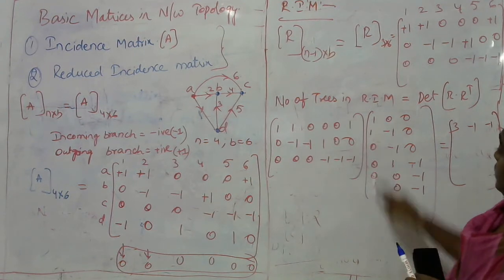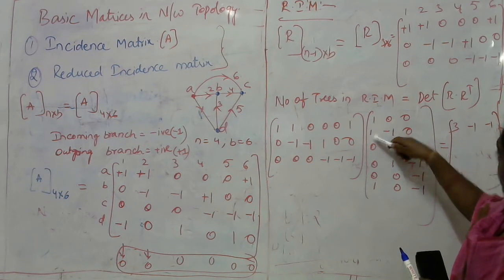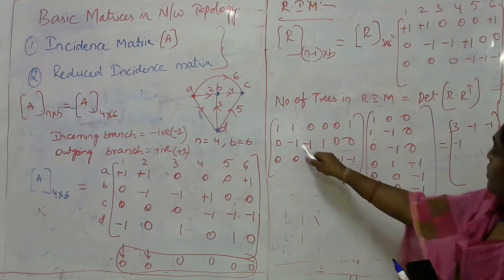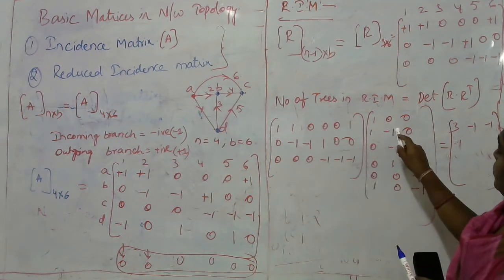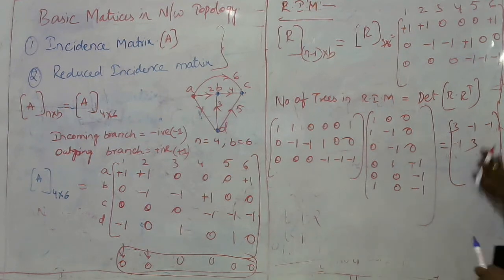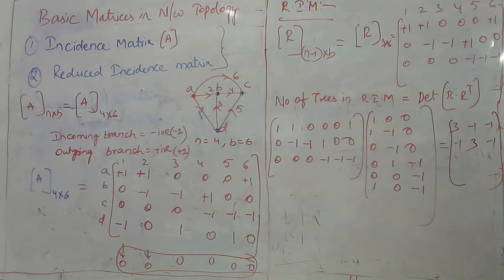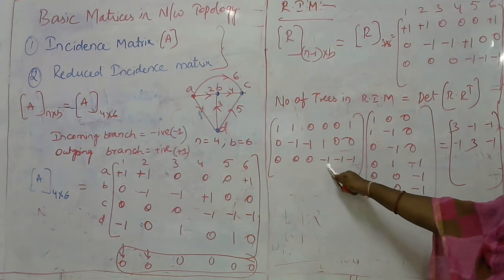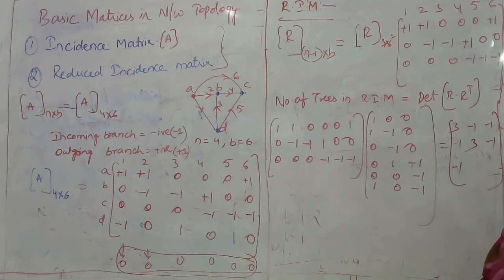Similarly, the second row with the first column, the second row matches with only 2, which is equivalent to minus 1. Second row, second column: the second row is similar to the second column, so I get minus 1 into minus 1, so this part is 3. Similarly, multiplying the second row with the third column, I get minus 1. Third row with first column: in the third row, I have ones at positions 4, 5 and 6, so I get only minus 1.